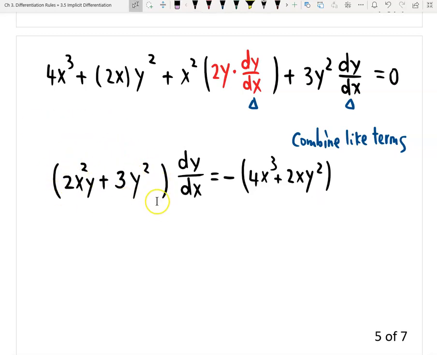Now, how to do? This is the coefficient, so we divide by the coefficient on both sides. So we solve for dy dx. Can you see what dy dx is? Of course, dy dx is this, which means the derivative. So it's a negative. Let me use this. That's a fraction, right? So a little bit longer fraction.